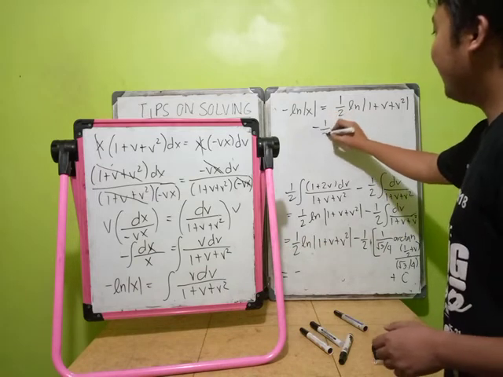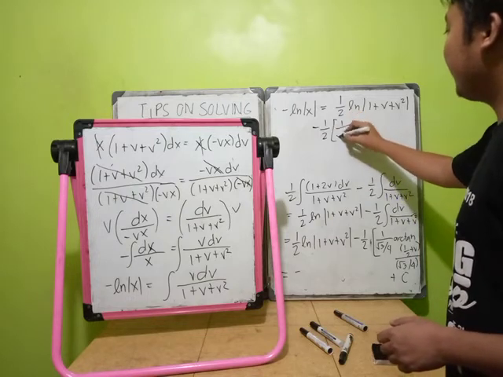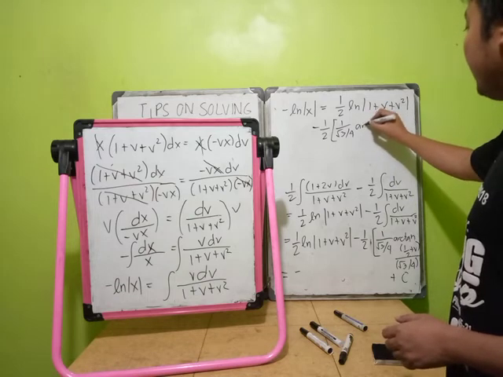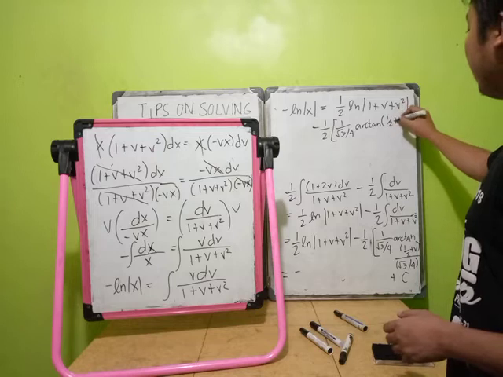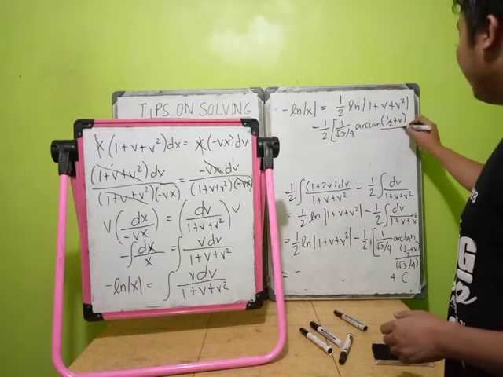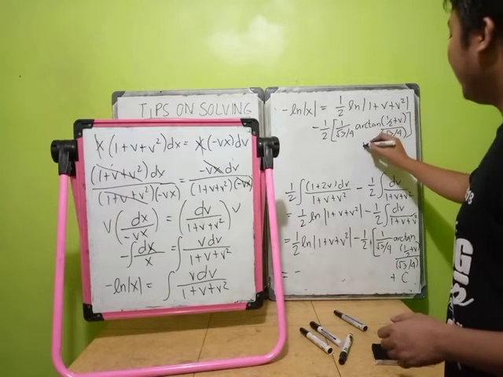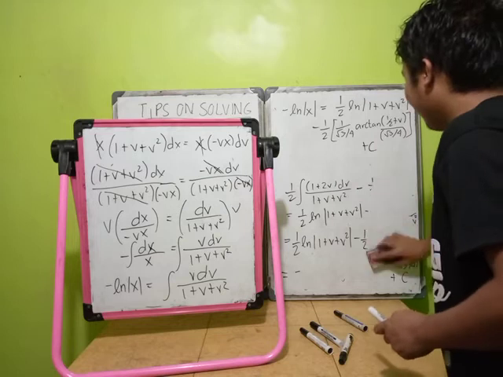Minus 1/2, 1 over square root of 3 over 4 arctangent of 1/2 plus v over square root of 3 over 4 plus c. Okay? Yan. Mahaba yung solution natin.